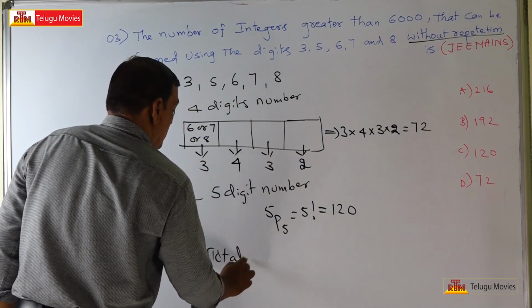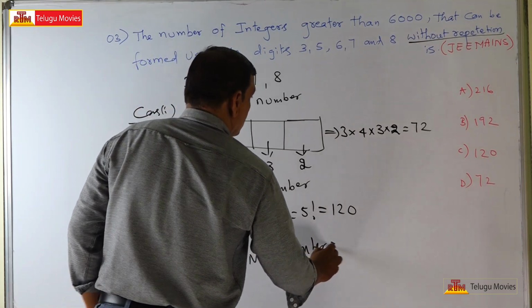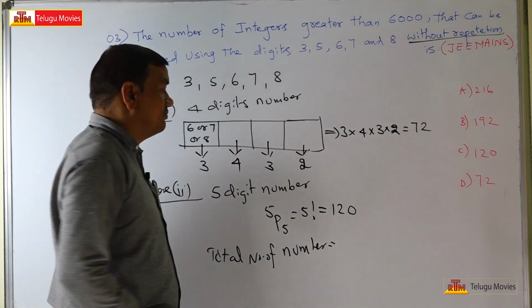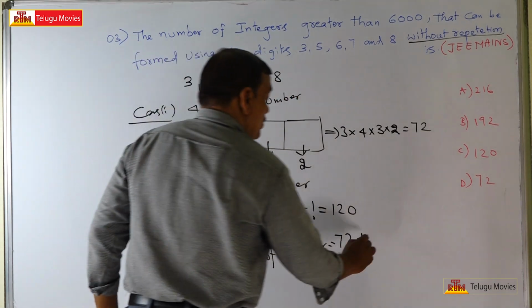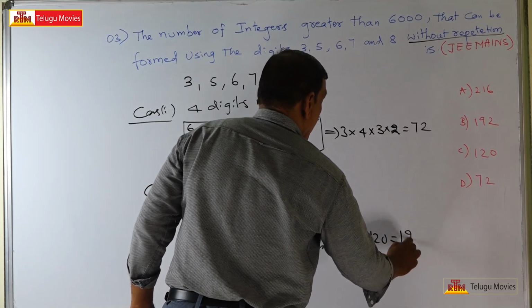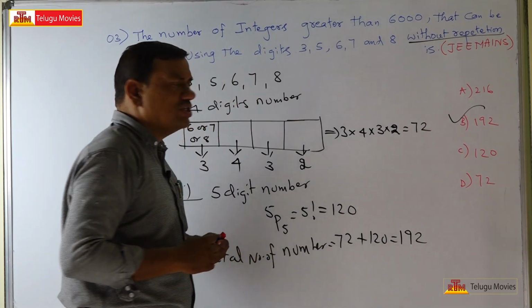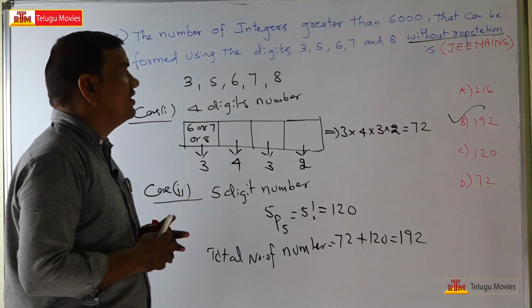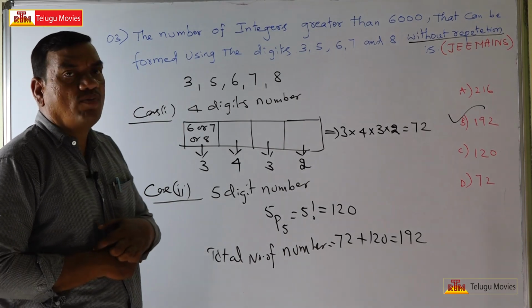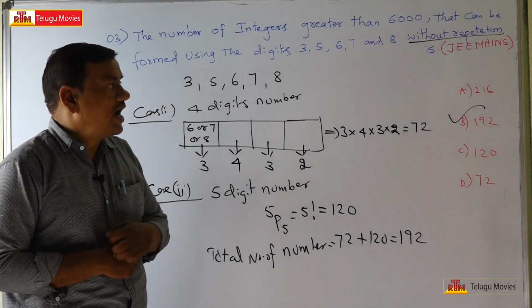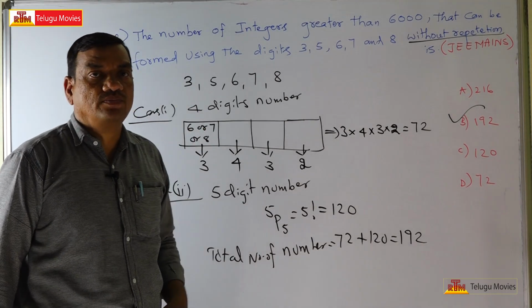Therefore, total number of numbers is equal to how many? So 4-digit numbers are 72 and 5-digit numbers are 120. Total 192. So therefore, option B is the right answer. Such type of problems are also given in the JEE Mains examination. So very easy problem and a very easy solution. I hope that you understand this solution. So let us go for the 4th problem.